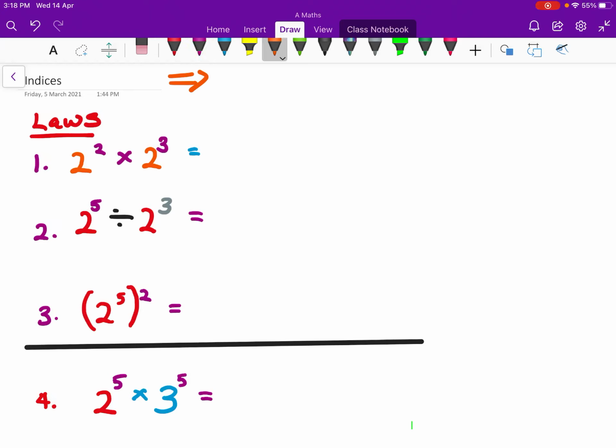Alright, so this is the chapter on indices. What are indices, and what do they look like? An example of indices is something like this. We have a 5.